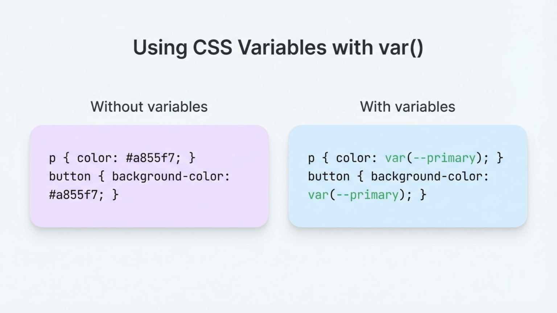Once you've declared your variables in :root, using them is straightforward. Instead of writing the raw hex code, you write var followed by parentheses, and inside the parentheses you put the variable name, including the double dashes. So var(--primary) retrieves whatever color you stored under that name. Notice how the right side is much more readable. You can immediately understand what role each color plays.